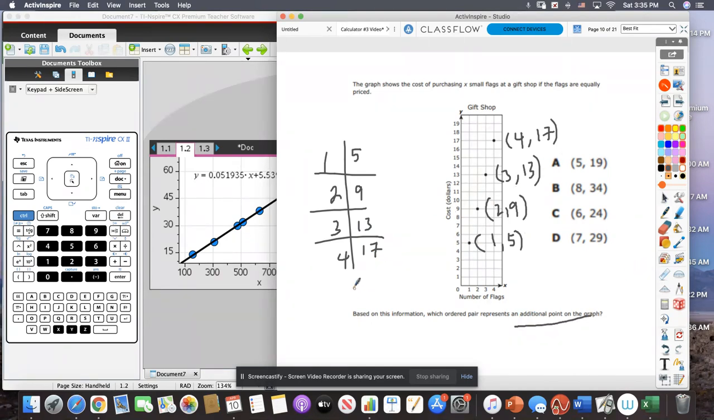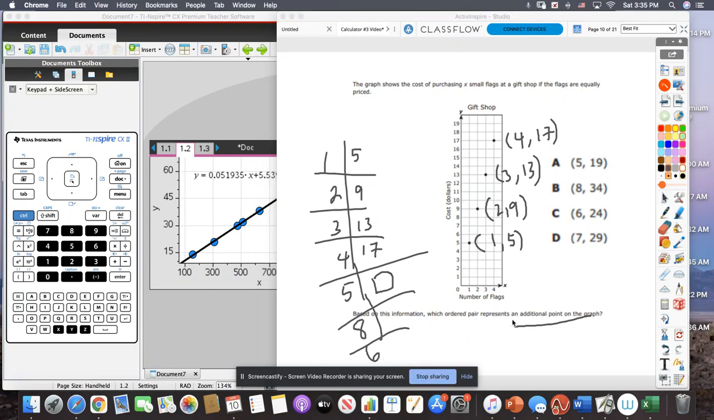So it wants to know what's the output of 5? What's the output of 8? What's the output of 6? And 7. Ooh, that got really ugly, didn't it? We'll just put 7 over here.